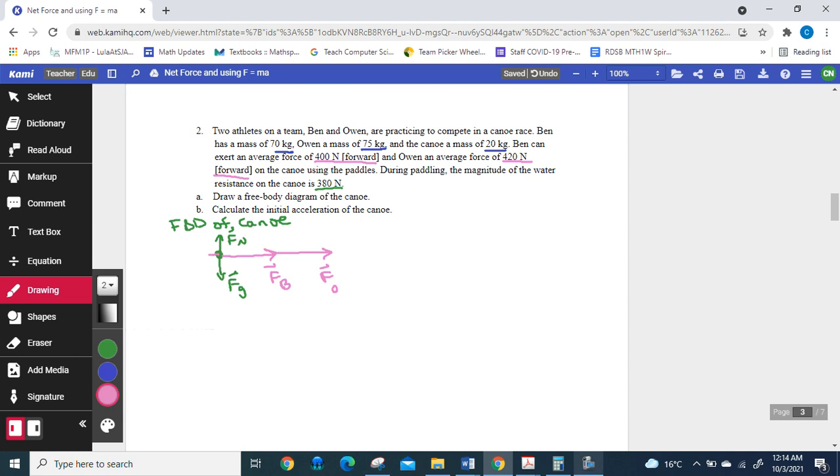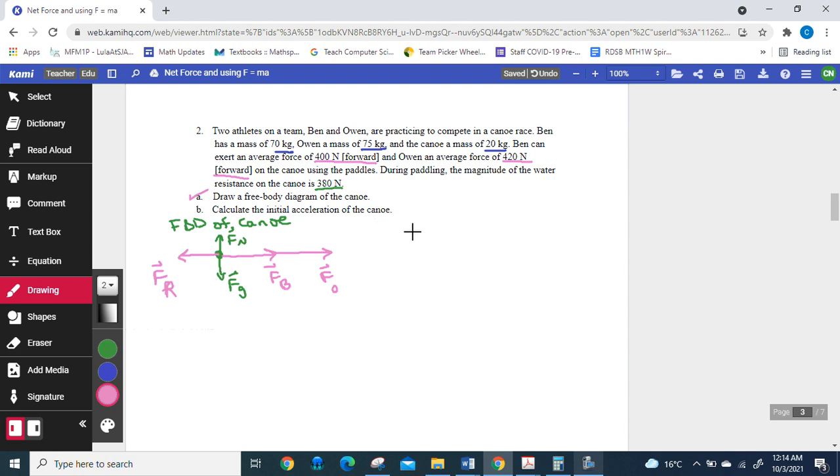But then we also had the water resistance. And resistance means it is in opposite direction because it does not want you to go. So that's my resistant force. So usually resistance is our friction force, so you can call it friction. You can call it R for resistance. I don't care. Same thing. So we drew our free body diagram, and now we need to figure out our initial acceleration of the canoe.